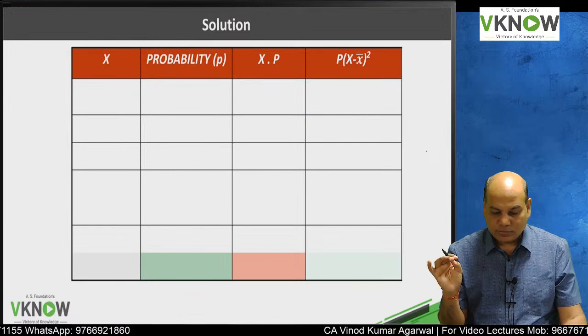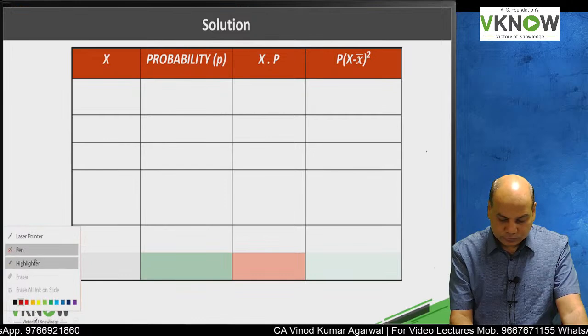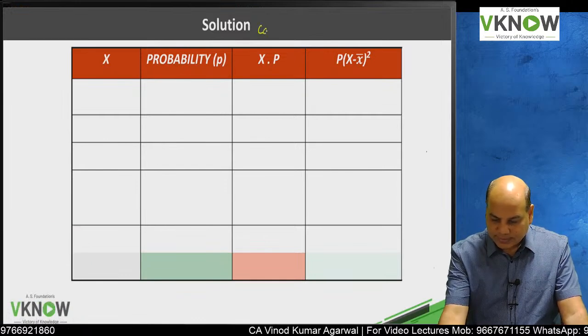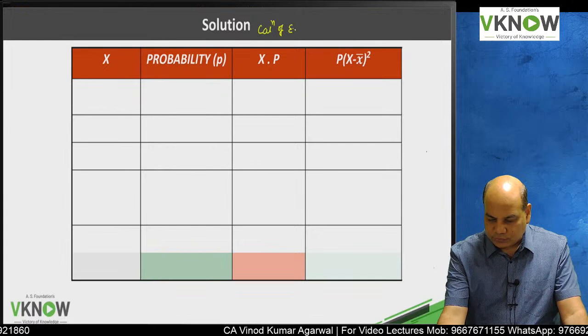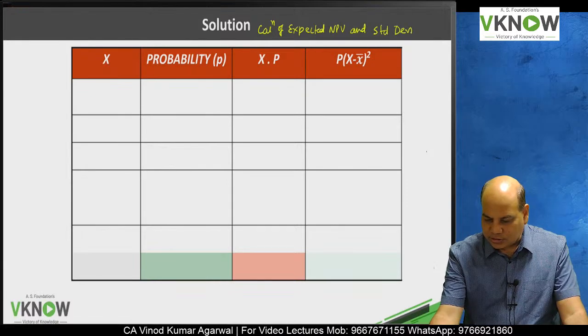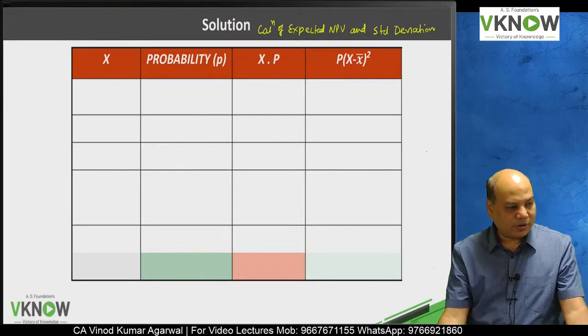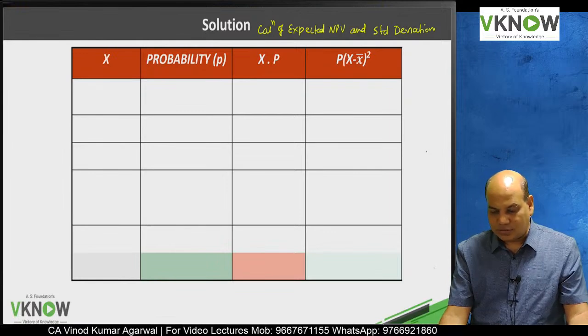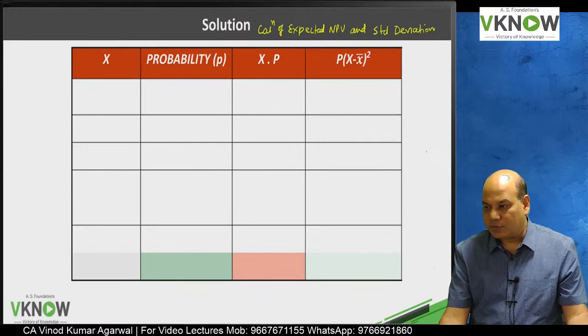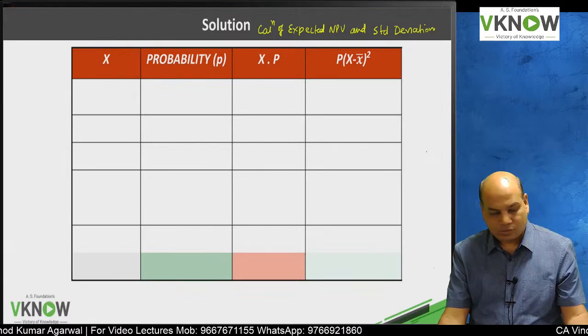So first I need to find out expected NPV and standard deviation of NPV. Please write down calculation of expected NPV and standard deviation. In the previous problem, both were directly given. This time you have to compute.